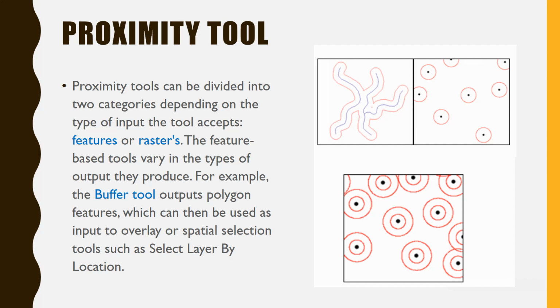Proximity tools. Proximity tools can be divided into two categories depending on the type of input the tool accepts: features or rasters. The feature-based tools vary in the types of output they produce. For example, the buffer tool outputs polygon features, which can then be used as input to overlay or spatial selection tools such as select by location.